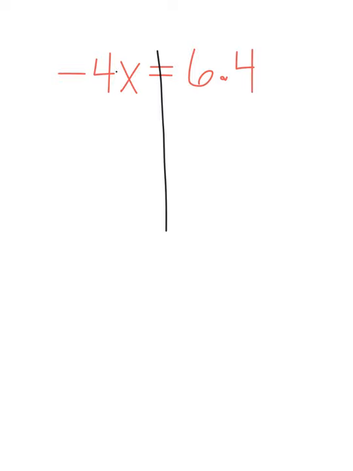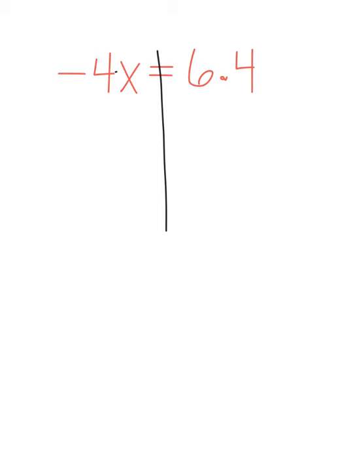So on example 3, we have -4x equals 6.4. Now, what does it mean when we have a -4 next to the letter x? We need to think about what that operation is. And it doesn't hurt to put the dot there. It means multiplication. So that says -4 times x.